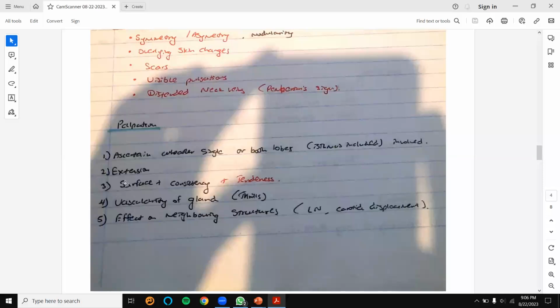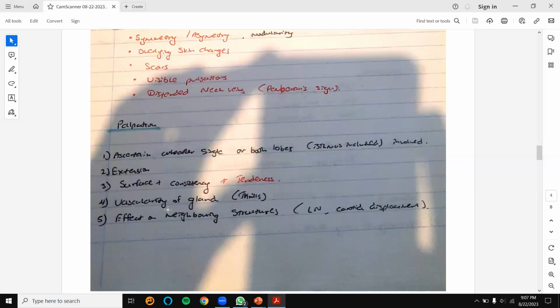Then the surface, consistency, tenderness. Surface is basically a smooth surface or nodular. Smooth surface would be a diffuse goiter. Nodular would be a multinodular goiter. And if it's a multinodular goiter, you need to comment on whether you can feel a dominant nodule, and the vascularity of the gland. Those are thrills. When you palpate, can you feel thrills? This point, even if you miss out on it, it's okay. Not that important, but if you feel a thrill, you can just tell.